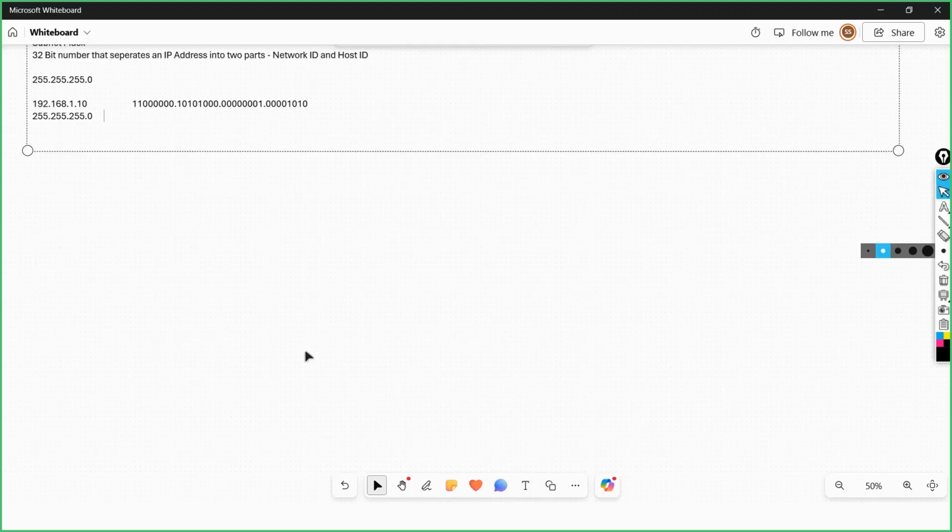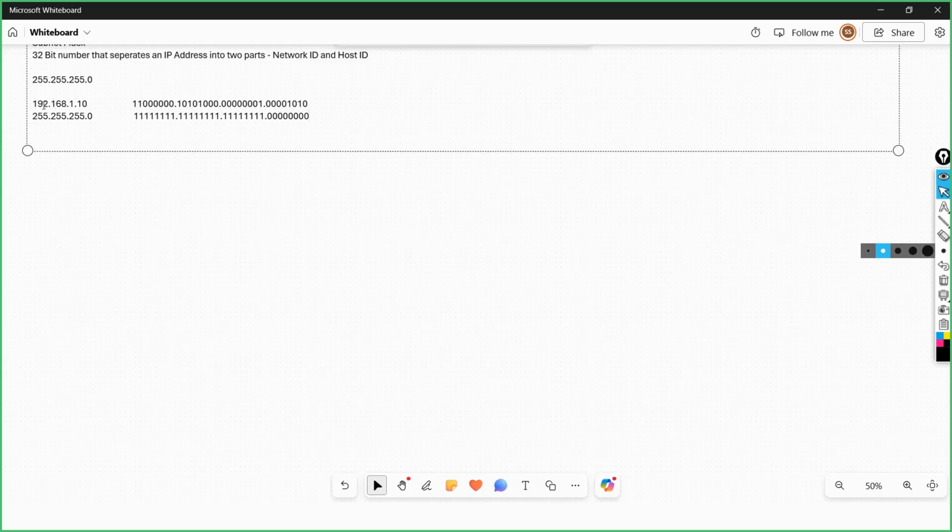Then we have the subnet mask over here. When you look at the subnet mask, 255 means all bits will be 1, right? 11111111 dot 11111111 dot 11111111. But over here, it is 0. So using the subnet mask, wherever there is a one, that represents the network ID, where all the bits are one. And wherever there is 0 or a combination of 0 and 1, that is the host ID.